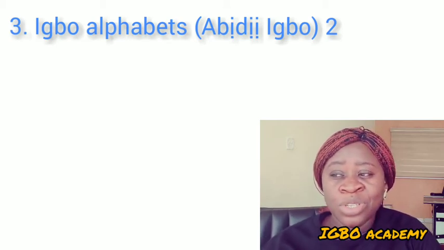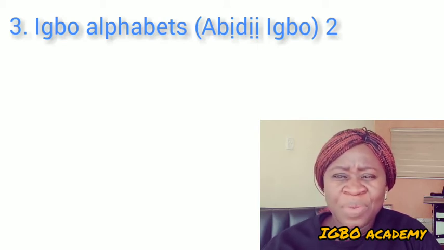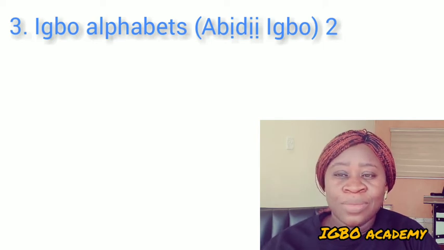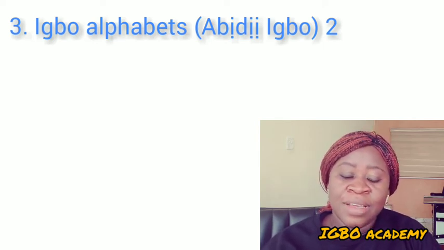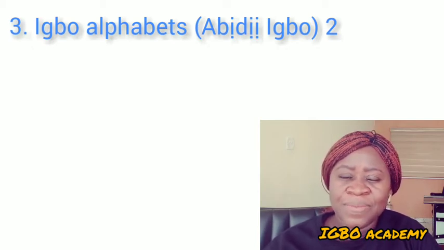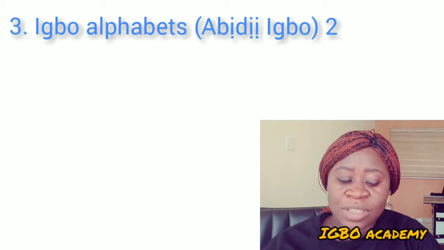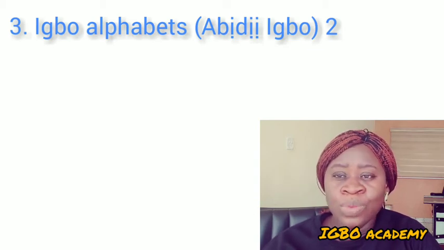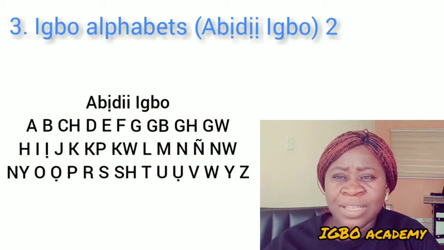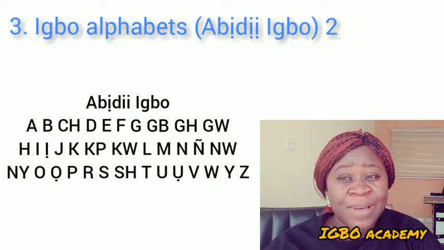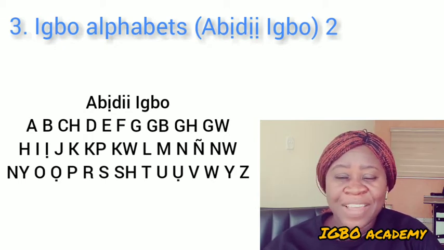Today we are going to continue talking about abịdịị, which is the Igbo alphabet. Last time we talked about the Igbo alphabet, that they are 36 in number. We talked about the capital letters, which are the nnukwu mkpụrụedemede, and the small letters, which are the obere mkpụrụedemede. I hope by now you must have mastered how to write everything very well.